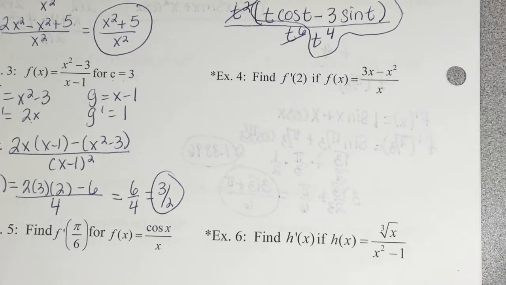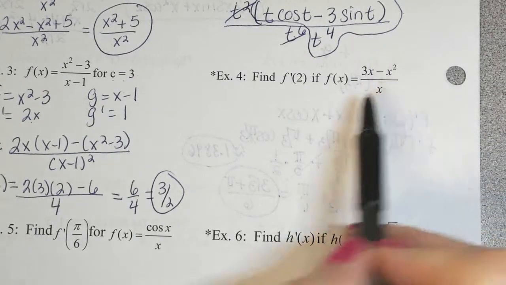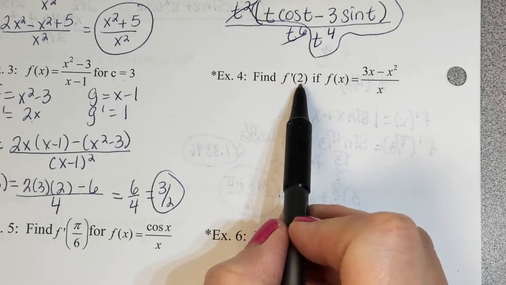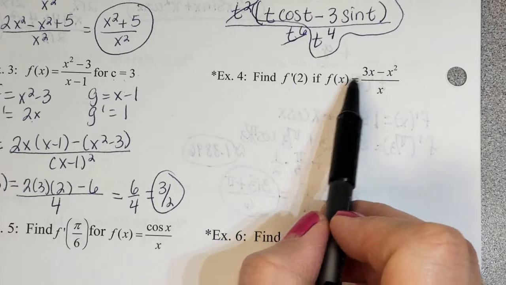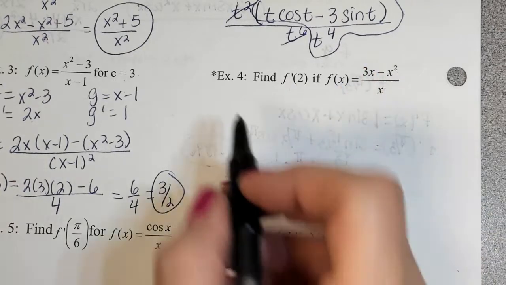Alright, so 2.3 part 4, we are still working on taking derivatives with the quotient rule. On this first problem, we're trying to find f prime of 2. That means to find the slope when x is 2. So we can go ahead and use the quotient rule on this.